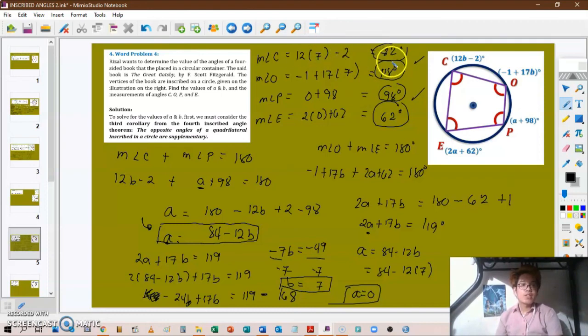Therefore, we have our four values for our inscribed quadrilateral. The measurement of angle C is 82 degrees. The measurement of angle O is 118 degrees. The measurement of angle P is 98 degrees. And the measurement of angle E is 62 degrees.